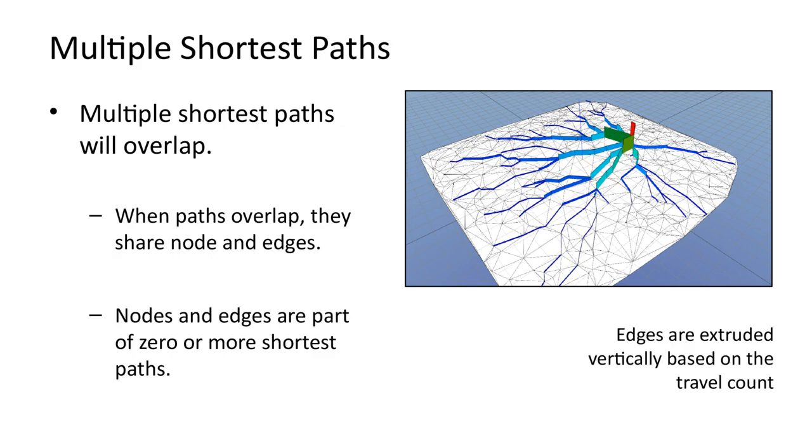In such a case, the analysis will generate multiple shortest paths. Many of those paths will have nodes and edges in common. This means that each node and each edge in the network is part of 0 or more paths. In the diagram, the edges in the network have been extruded based on the counts. Edges with higher extrusions are shared by more paths.